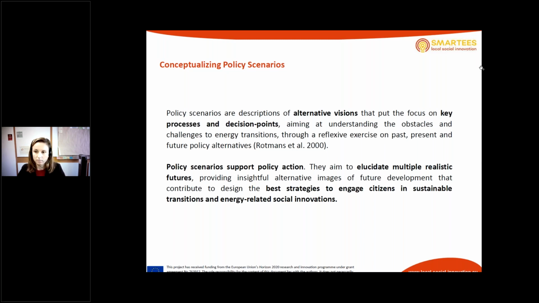So policy scenarios aim to support policy action because they try to elucidate different realistic futures, providing alternative images of future development that contribute to design best strategies to engage citizens in sustainable transitions and, in the context of the SMARTEES project, specifically energy-related social innovations. Next slide, please.